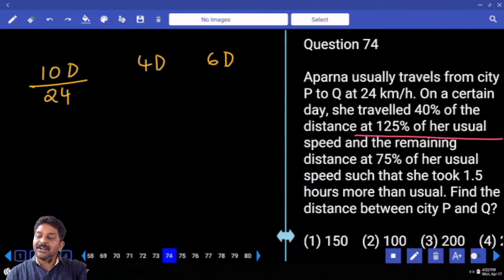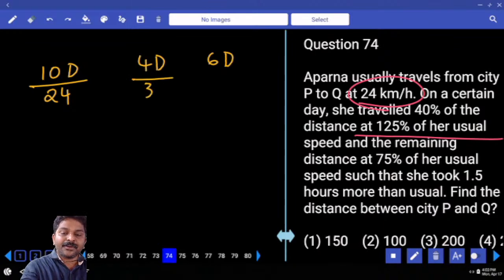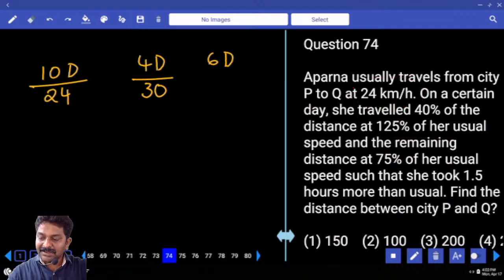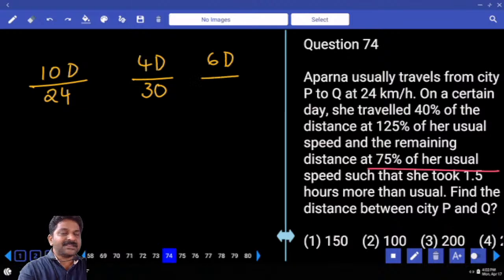She travels with 125% of her usual speed. 125% in the sense she increased the speed by 25% upon 24 km per hour only. What is 25%? 6 more. So 4D distance is traveled with 30 kilometer per hour. And the remaining distance at 75% of her usual speed. 75% in the sense, instead of adding, we need to subtract it now. Yes, 24 minus 6. This remaining distance is traveled with 18.